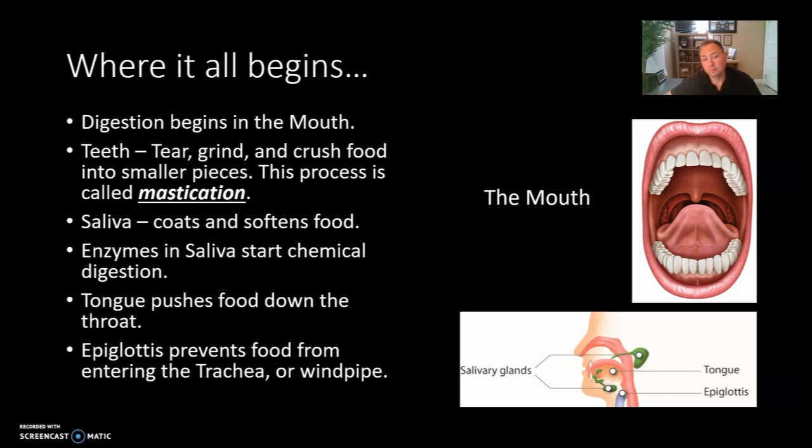But it also releases enzymes that start the chemical digestive process, breaking them into smaller, more molecular pieces. And then your tongue will start pushing food down the throat into your esophagus. And then there's a lovely little flap of skin called the epiglottis right here. It prevents food from entering the trachea or the windpipe, so you don't choke. So if you eat food too fast and you're swallowing, and your epiglottis doesn't move quick enough to block your trachea, you can choke.